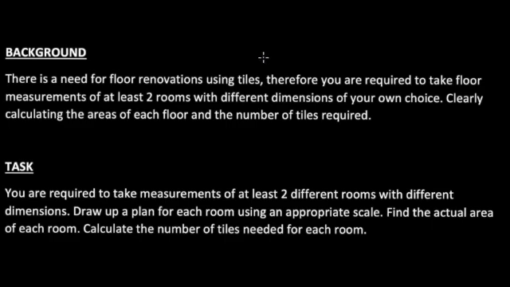Just a disclaimer before we move on. We're not saying that whatever we're giving you here would guarantee you the best marks, but this is an overview that will help you do well in your assessment. So the task is that you're required to take measurements of at least 2 rooms with different dimensions. Different dimensions means the dimensions of the floor must be different. I would advise you to choose a bigger room and a smaller room. The bigger room could be the sitting room, and for the smaller room you could take your bedroom.